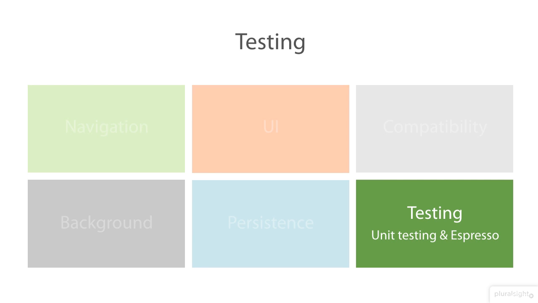Last but not least, testing. You have had a little taste of espresso testing in Hello World. To write robust apps, you will want to learn how to write tests alongside your app. Unit testing and espresso are the two major ways.